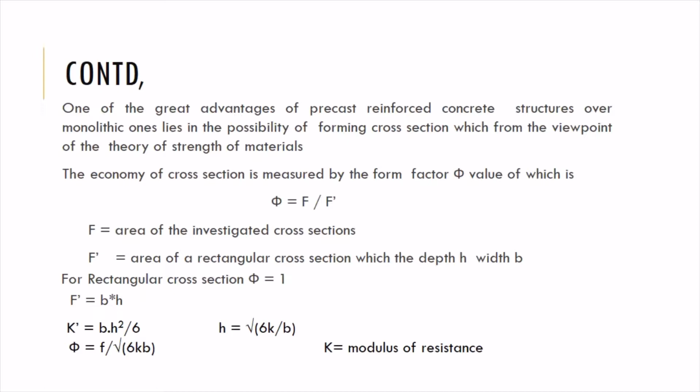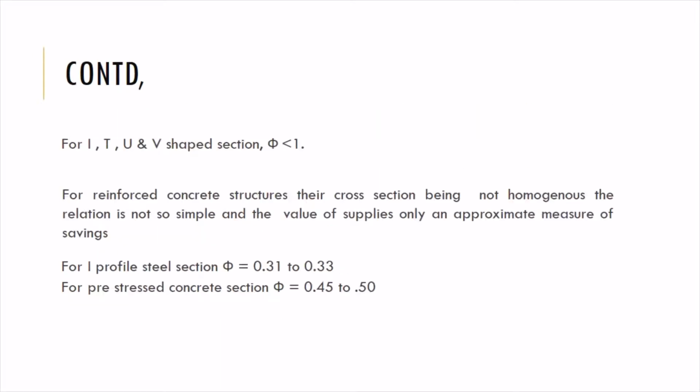And then it is related with the modulus of resistance. By that only you are going to find out the rectangular cross section's form factor. While you calculate the form factors for I, T, U and V shaped sections, we are getting all the values less than 1.